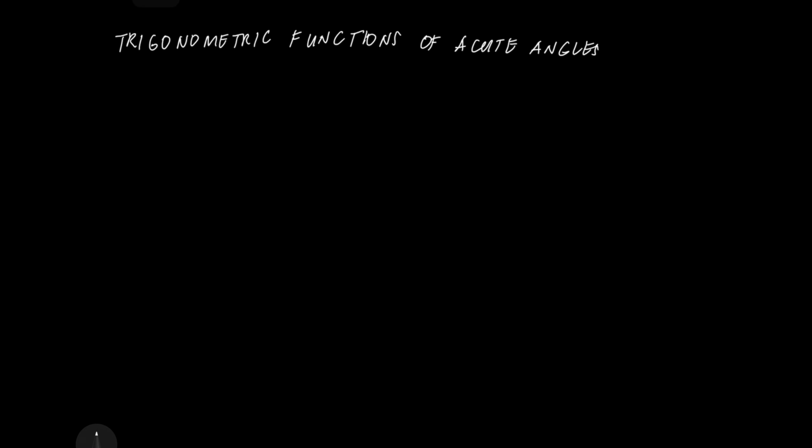Trigonometric functions of acute angles. Consider this right triangle. Suppose this is our theta. This side here is A, this is B, and this is C, where C is the hypotenuse.